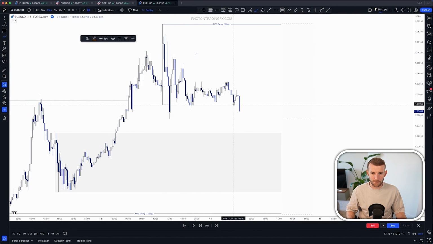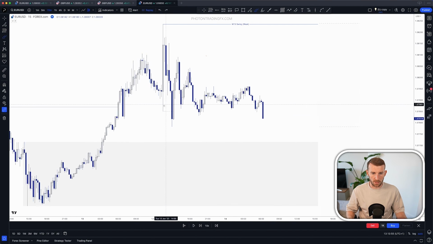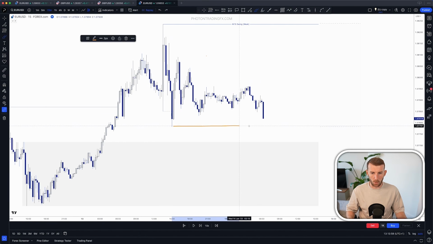Now, at this point in time, when the market's here, I'm not really interested in any shorts, and I'll tell you why. Because we had that initial IBOS here, okay, and then we've pulled back. So at this moment, this is my weak internal low, right? And price is now just ranging.